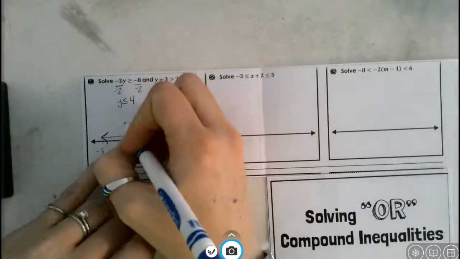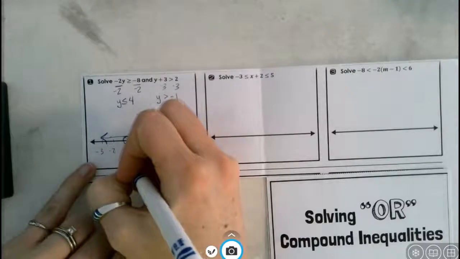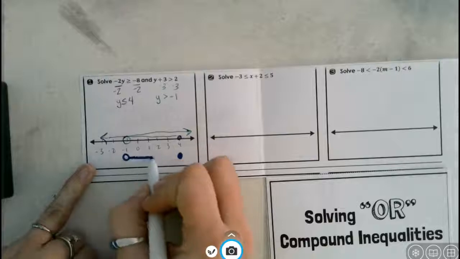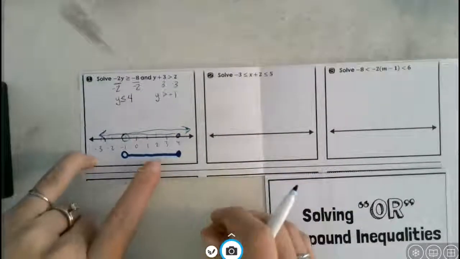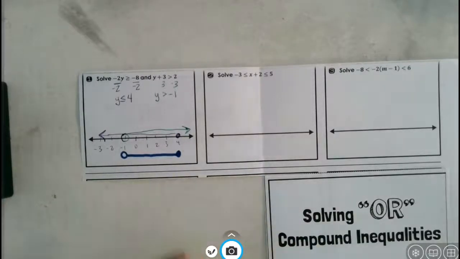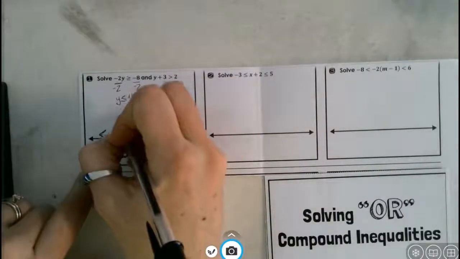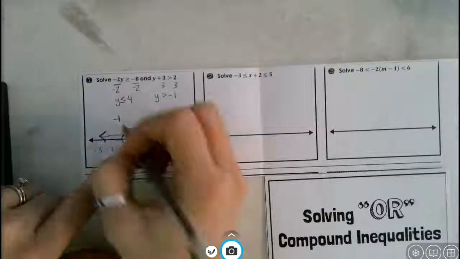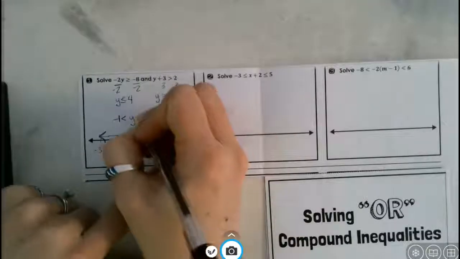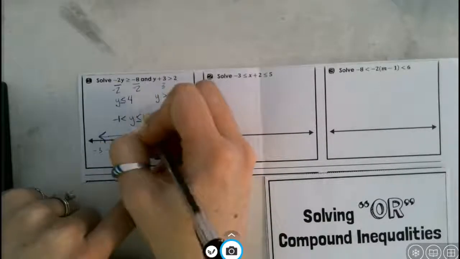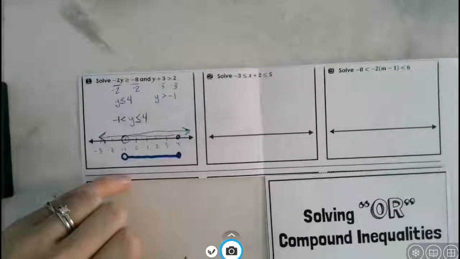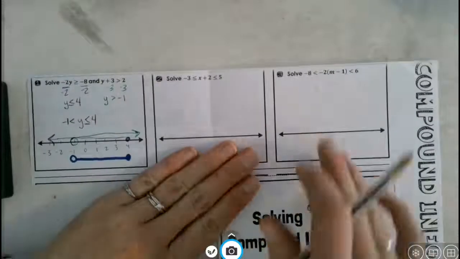So I'm going to have my final graph: an open circle at negative 1 and a closed circle at 4, and my graph is shaded in between. That is my final graph and my final solution for this. I can write that as well. Negative 1 is the smallest place where they overlap, and that's an open circle, then my variable, and then this was a closed circle at 4. That's how we're writing our final answers and graphing our final answers.